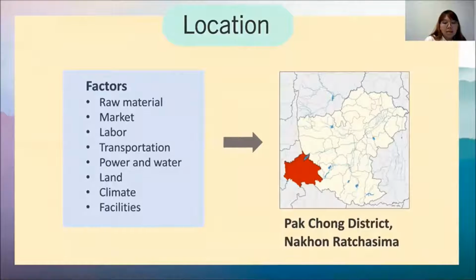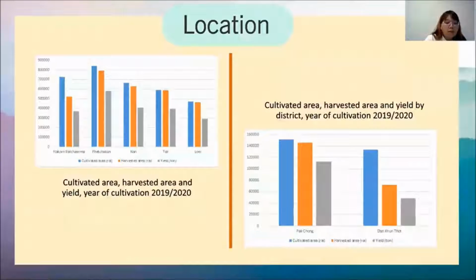Before we make the decisions, we need to consider factors including raw material, market, labor, transportation, power and water, land, climate, and facility. For the raw material, it's the significant factor. Corn stover is grown a lot at Phetchabun, Nakhon Ratchasima, Nan, Tak, and Loei, but we chose Nakhon Ratchasima because it is not far from Bangkok and it is a big city, not far from the port.